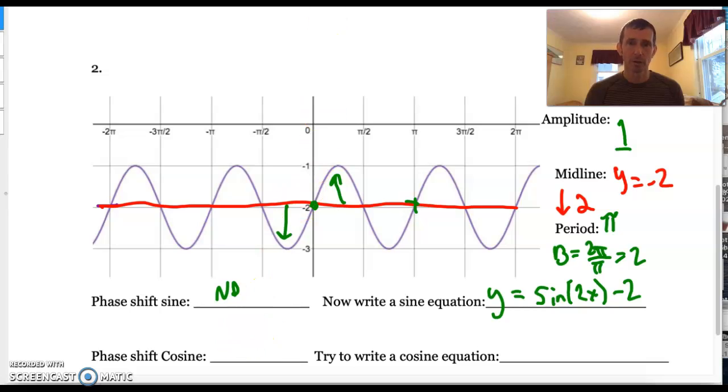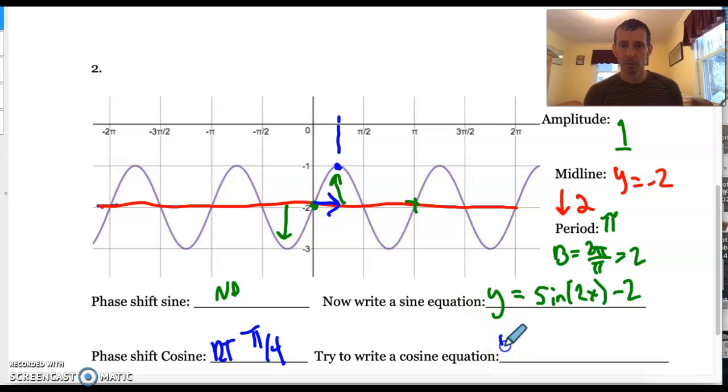So if I was going to do cosine, once again, I do have a phase shift for cosine. If I don't have one for sine and I want to write a cosine, I do for cosine. So again, notice I want to start right there. I'm going to go this far to the right to get to the max, because cosine starts at the max. And that looks like it's about halfway between 0 and pi over 2. So I write pi over 4.